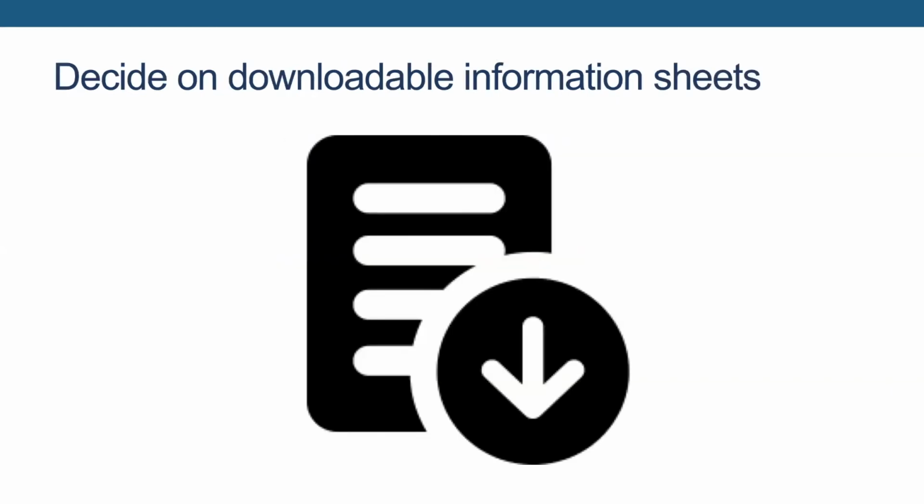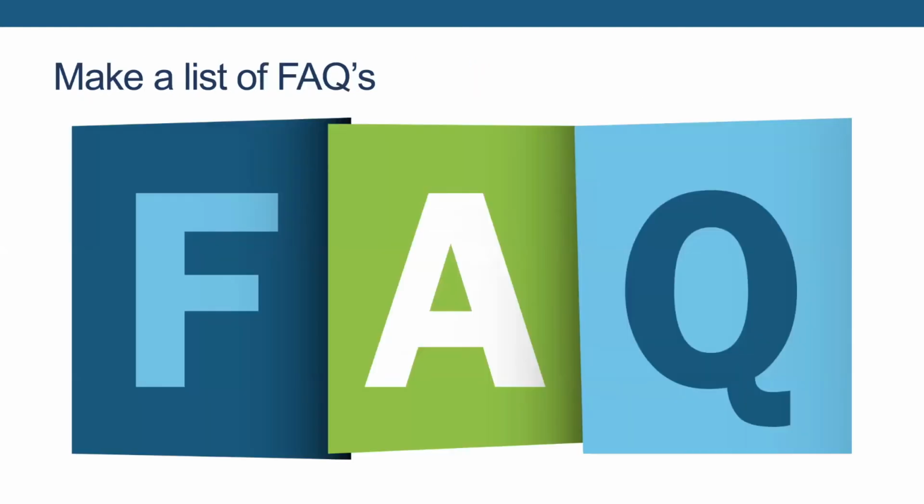Decide on what downloadable information sheet you're going to want to have, and make a list of frequently asked questions. Now, you're going to have a pretty good idea of what the frequently asked questions are based on the feedback you got when you first SurveyMonkeyed your patients. So use that. We also did our webinars live, as I said, for the first 8 months, and we would have a question and answer session.